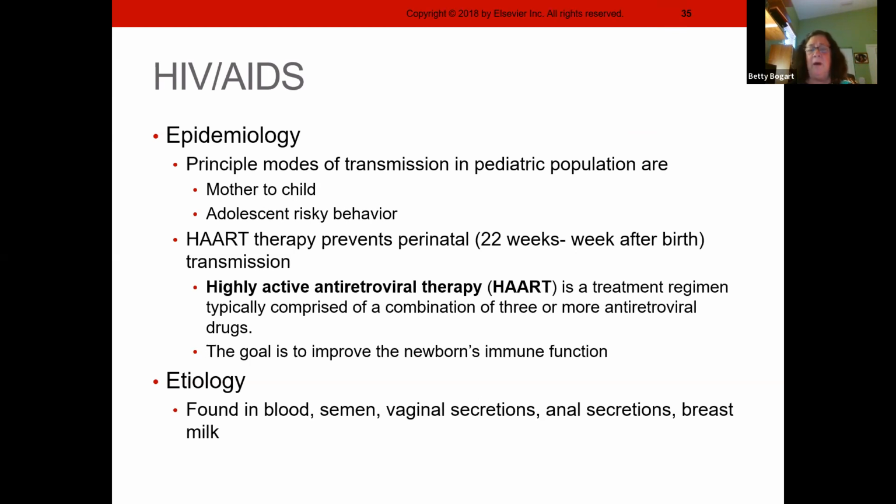And why? Well, we want to boost that newborn's immune system. Now, just because an infant is born with HIV doesn't mean they have HIV. They can convert. I have seen triplets born where one of them had HIV and continued with HIV, and the other two converted and were not HIV. So it's because we gave the antiretroviral therapy to the mother, because we wanted to improve that newborn's immune functions.